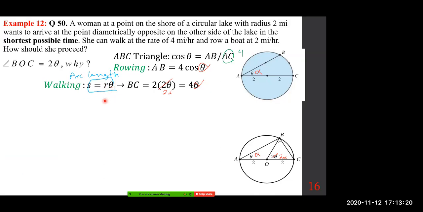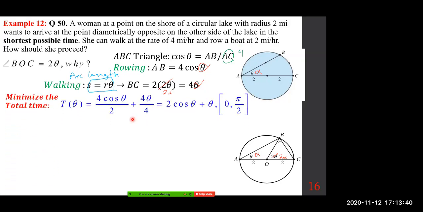Okay, now what are we going to do? Shortest time possible. So remember, we have the distance divided by the rate gives us the time. For walking, 4 miles per hour. For rowing, 2 miles per hour. So I hope you see that we want to minimize the time. So for walking, we divide by 4. For rowing, we divide by 2. I hope you understand why we are dividing by those. And we get 2 cosine theta plus theta.